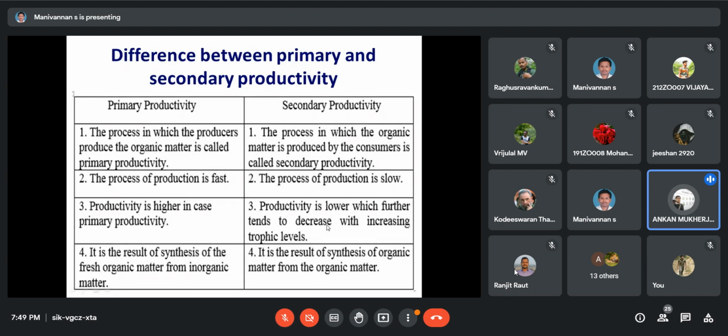Energy transfer from one trophic level to the next: at each trophic level a lot of energy is lost. Only 10% of energy is transferred to the next trophic level. That's why the secondary productivity shows a decreasing production.